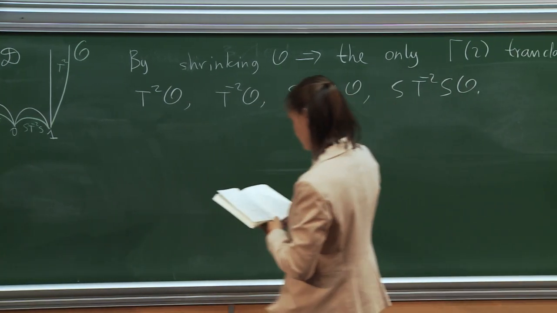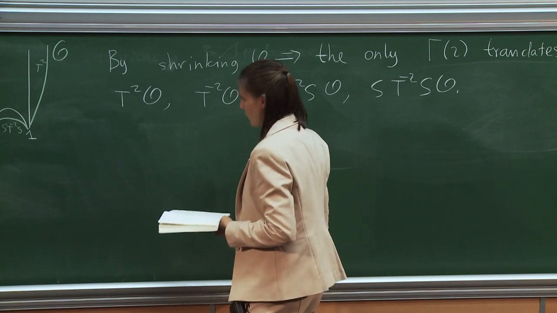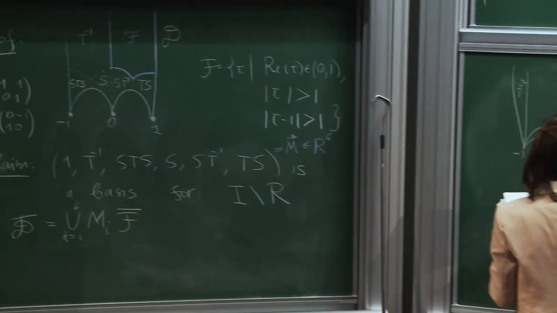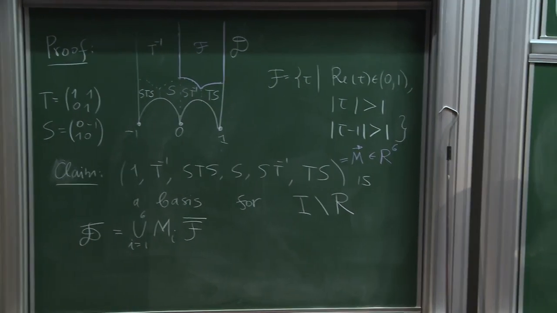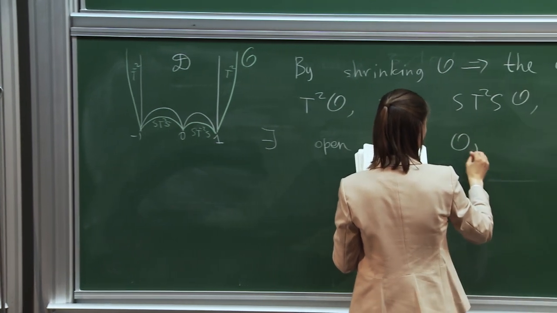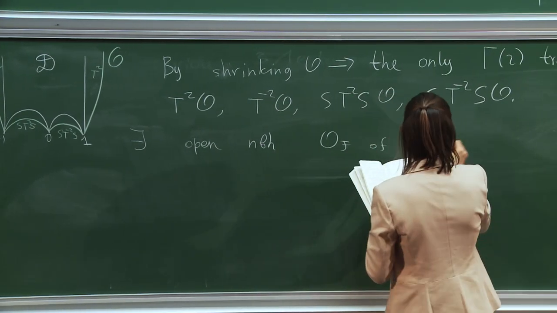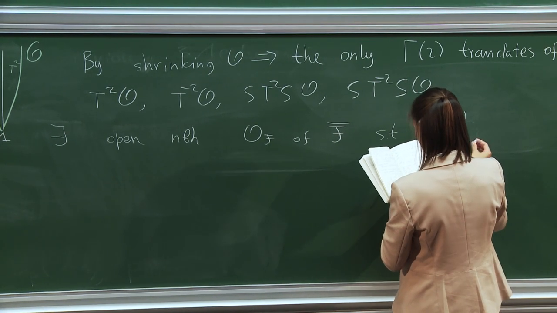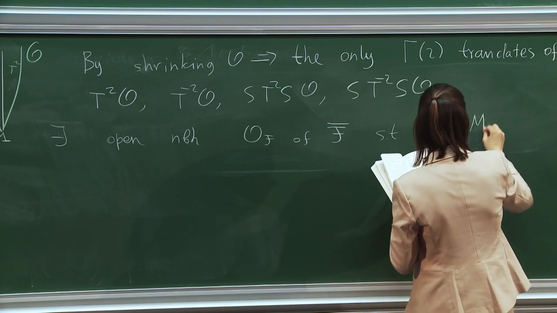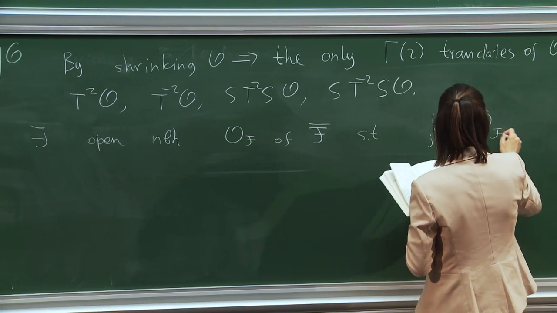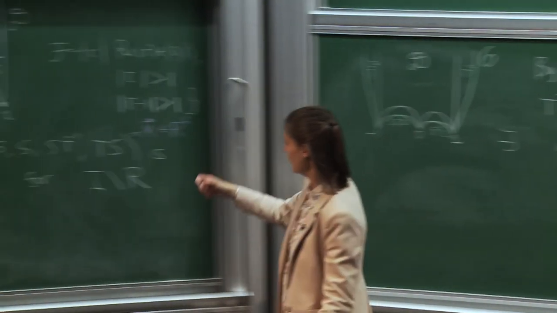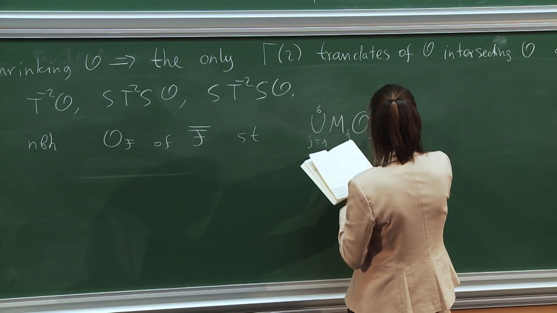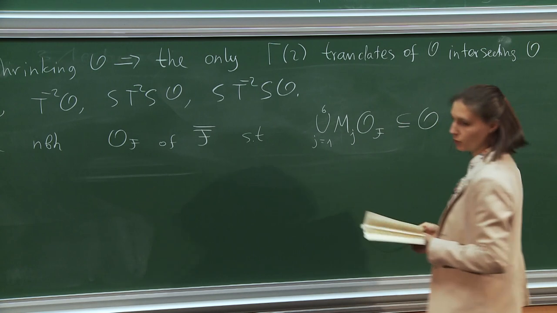And so now, what we also want to do is take an open neighborhood of the closure of F. So there exists an open neighborhood OF of the closure of F, such that the union of the translates of OF by our elements MG, which are coordinates of this vector M, has to live inside the neighborhood O.